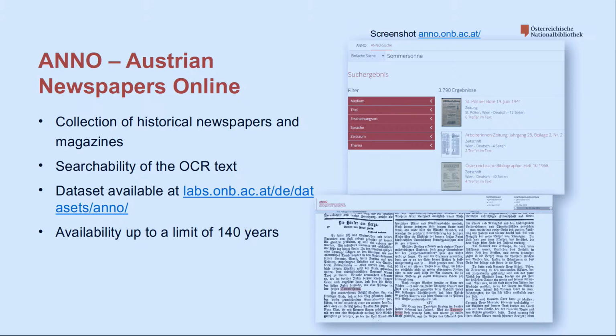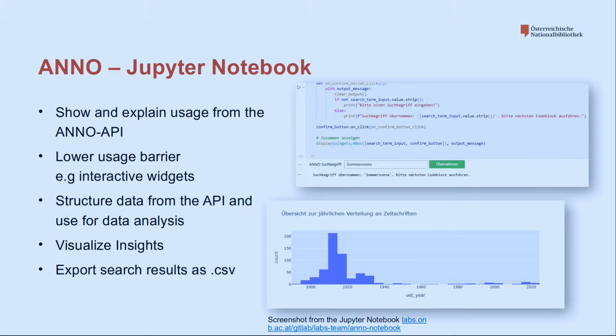And maybe some interesting facts: in the Austrian newspapers online, we have roughly 28 million pages, so it's a lot, and it's way too much to make any analysis out of it. You can check it out on the website, but you cannot really make any visualizations out of it. That's why we developed a Jupyter notebook for it.